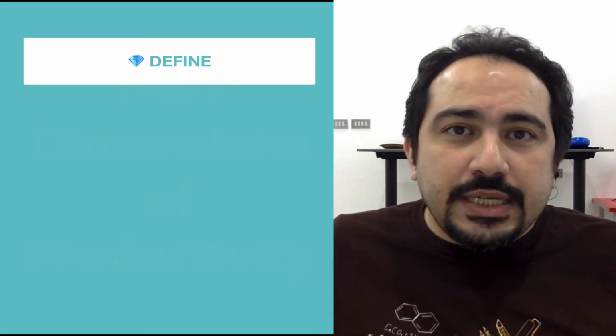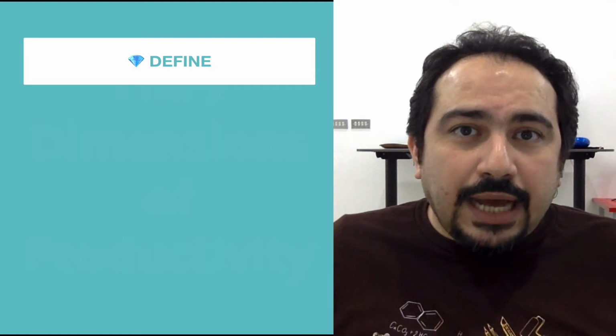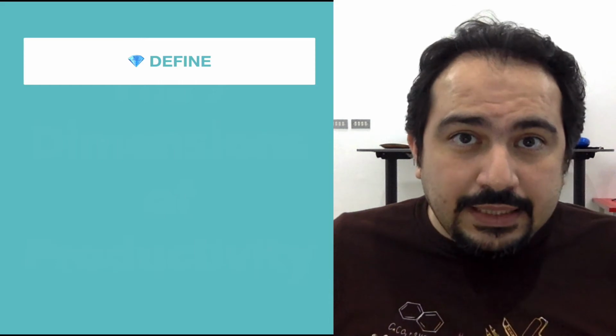The first dimension is define. What is it that we want to achieve, and how clear are we about the thing that we want to do? If a task is not clear, then it's very difficult for us to actually focus and get the task done because we don't know what it is that we want to accomplish.